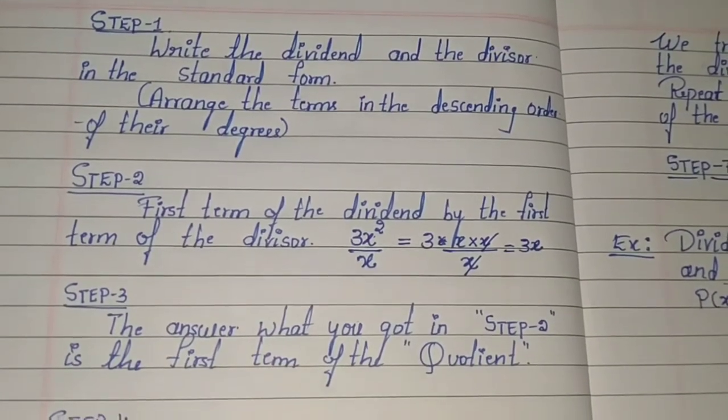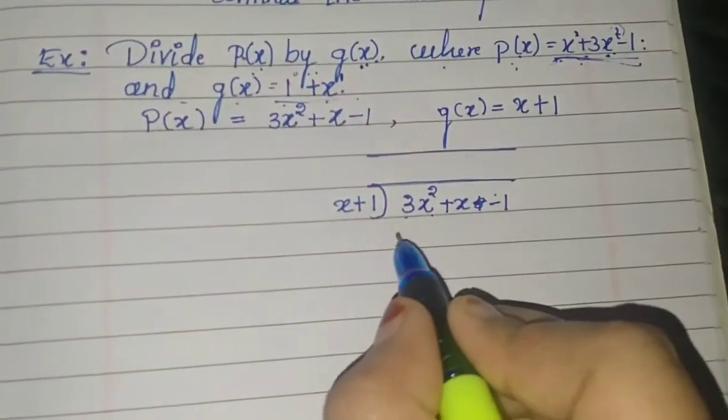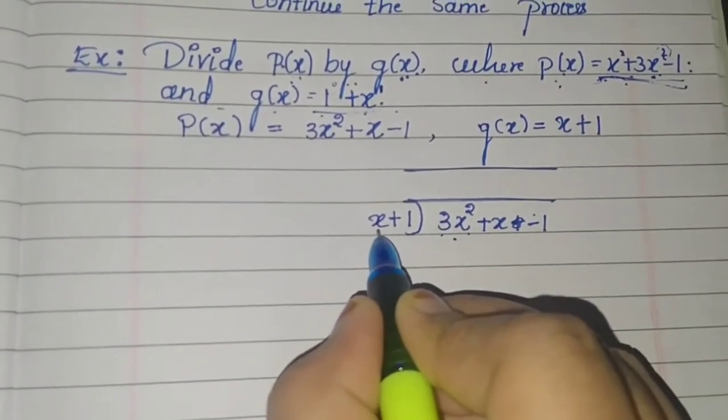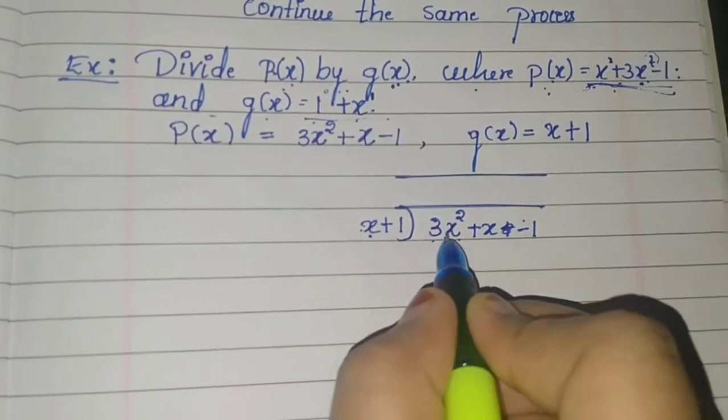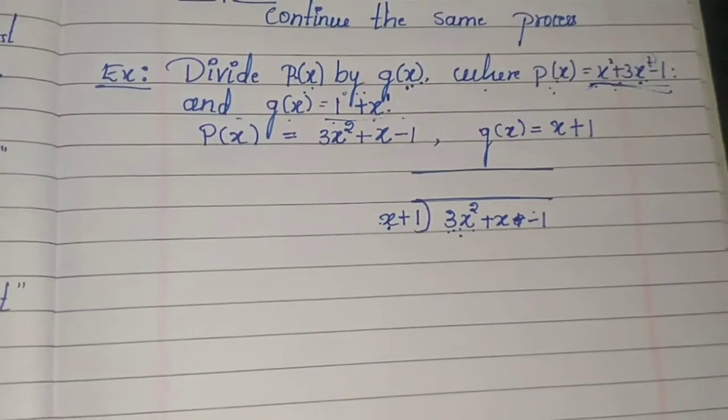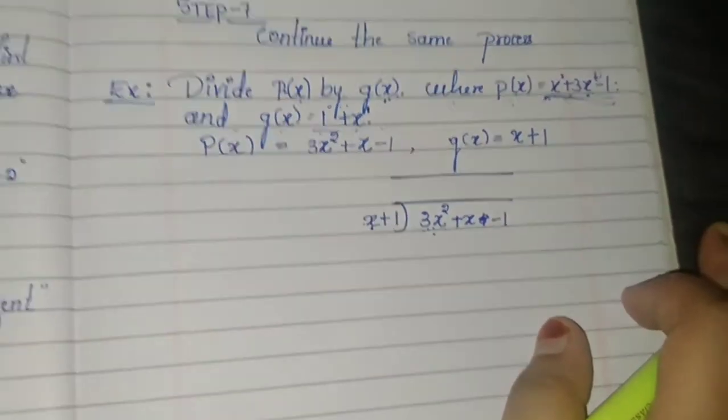What is the next step? Consider the first term of the dividend and the first term of the divisor. So this you have to divide: 3x square divided by x. Okay, so the next step we will see now.